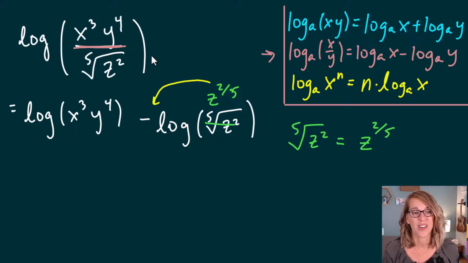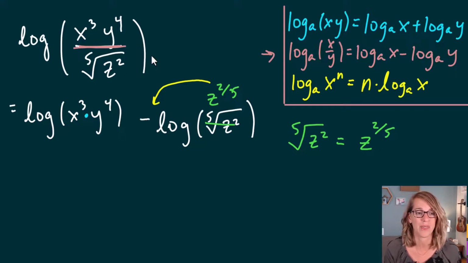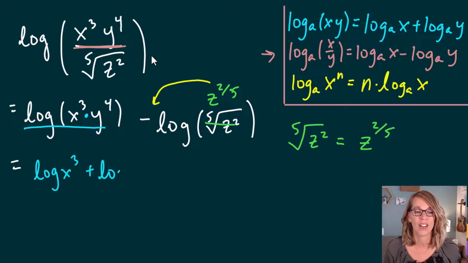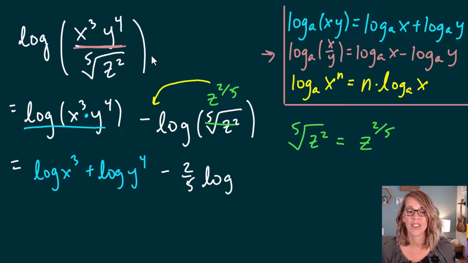Now for that first logarithm, I have a product. Now, if you're getting good, you can do this in fewer steps. I'm going to go ahead and step it through though, but feel free to get ahead of me. Let's go ahead and deal with this product next. So as I split that product up, I'm going to get log x cubed plus log of y to the fourth. Let's go ahead and write that last logarithm with the 2/5 out in front. So minus 2/5 log of, that only leaves the z on the inside.